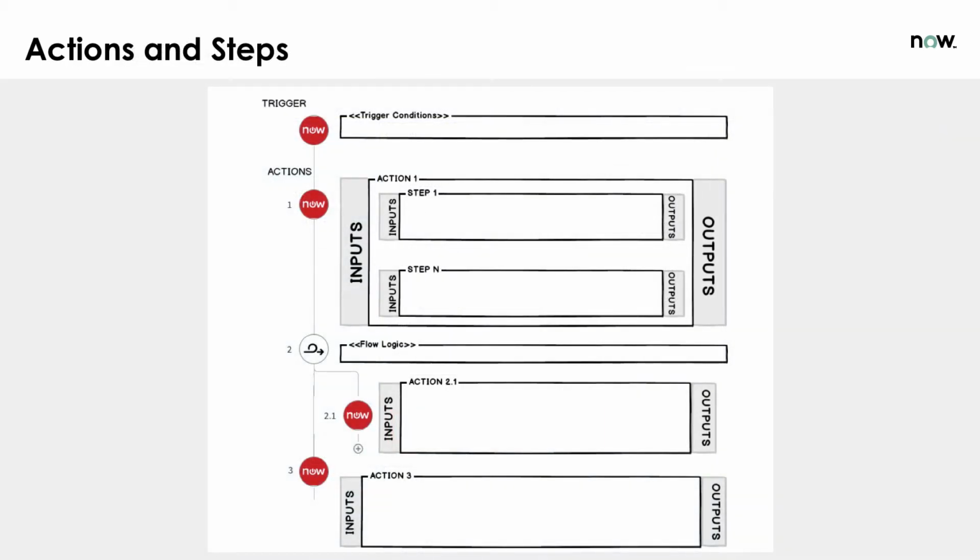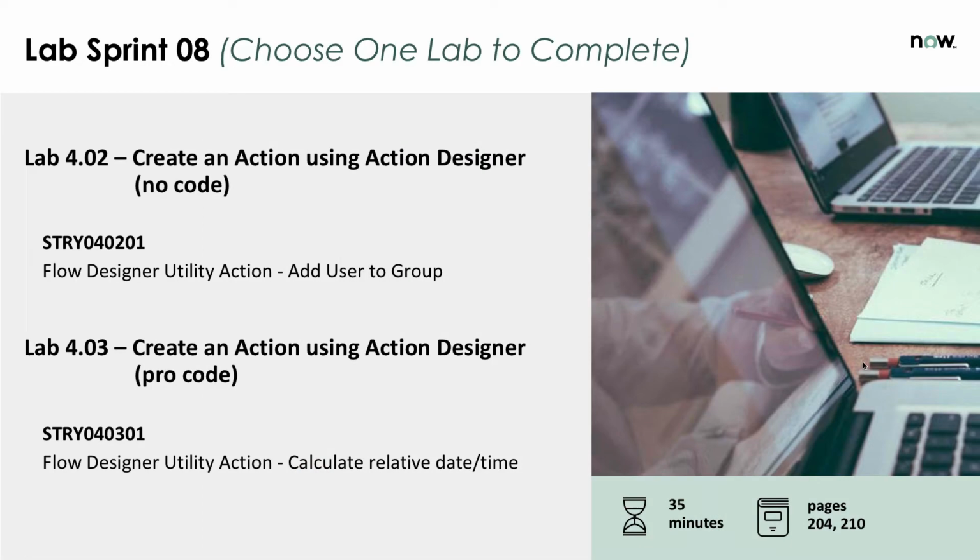We've got kind of, here's the overall structure, inputs and outputs for the overall flow. Your individual actions have inputs and outputs, and then our individual steps within that can have inputs and outputs as well. Which brings us to our Sprint 8, where we choose one lab to complete. So in the Kingston release, we had to create an action that generated a relative date time.